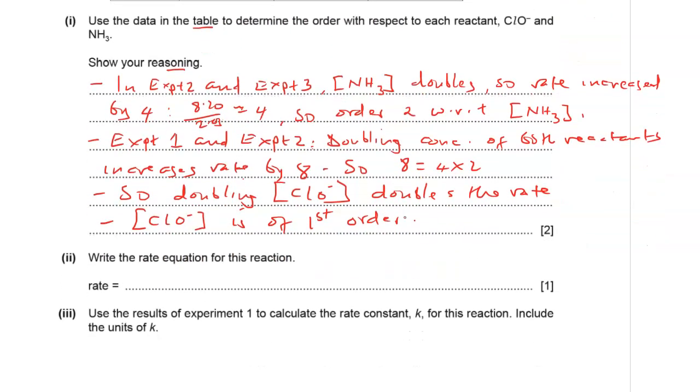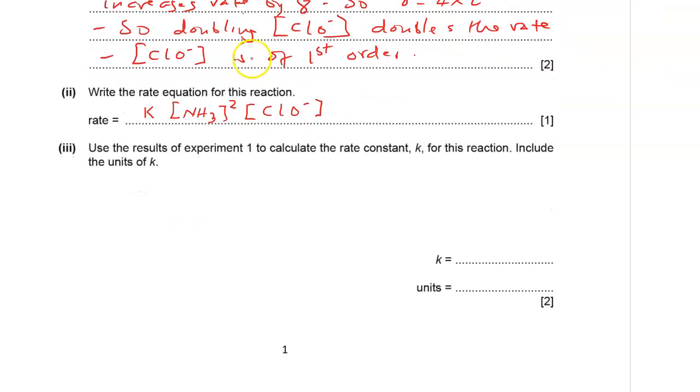So here, write the rate equation. Write the rate equation for this reaction. You say this is second order and this is first order. Therefore, this will be k times the concentration of ammonium, which is second order, times the concentration of chlorite ion, which is first order. So that is the rate equation there. Use the results of experiment 1 to calculate the rate constant k for this reaction. Include the units of k.